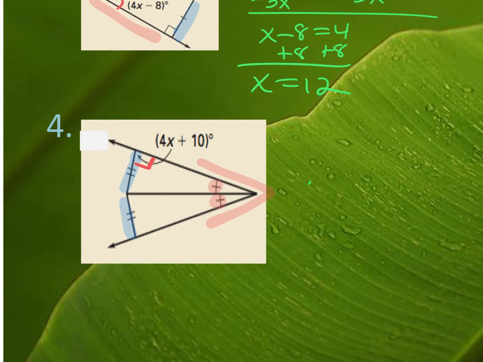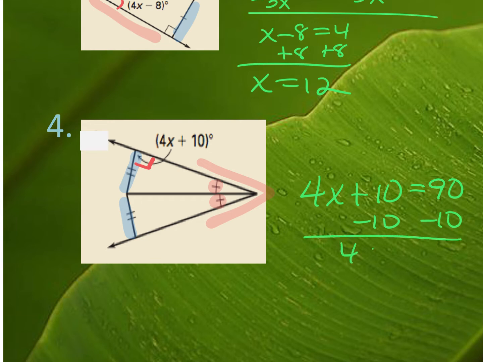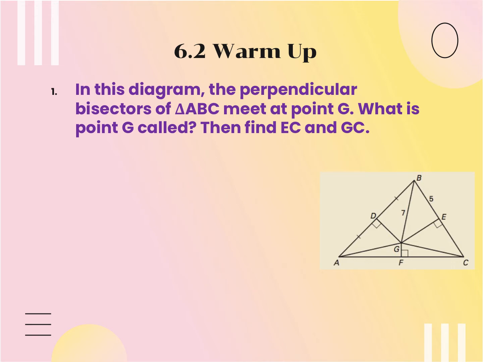So to find the value of x, I'm going to set 4x plus 10 equal to 90. Subtract the 10. 4x equals 80. Divide by 4, and x equals 20. And x equals 20.